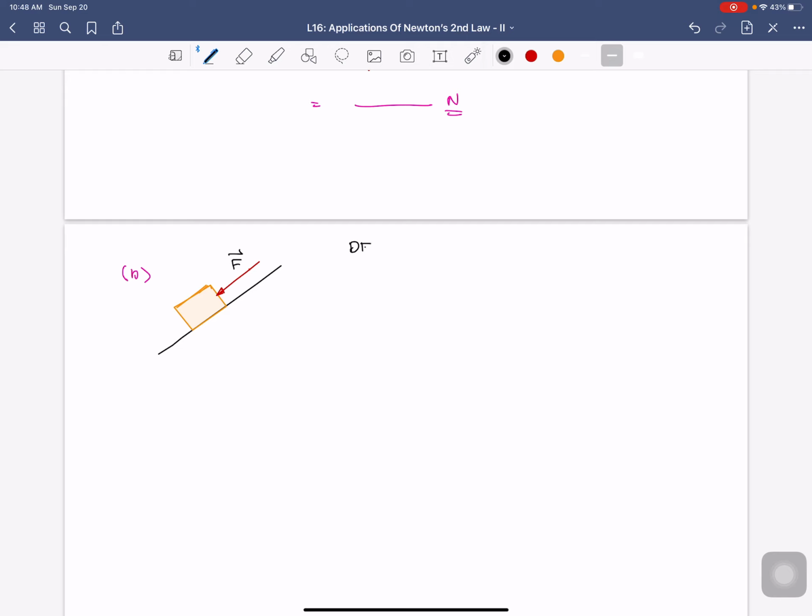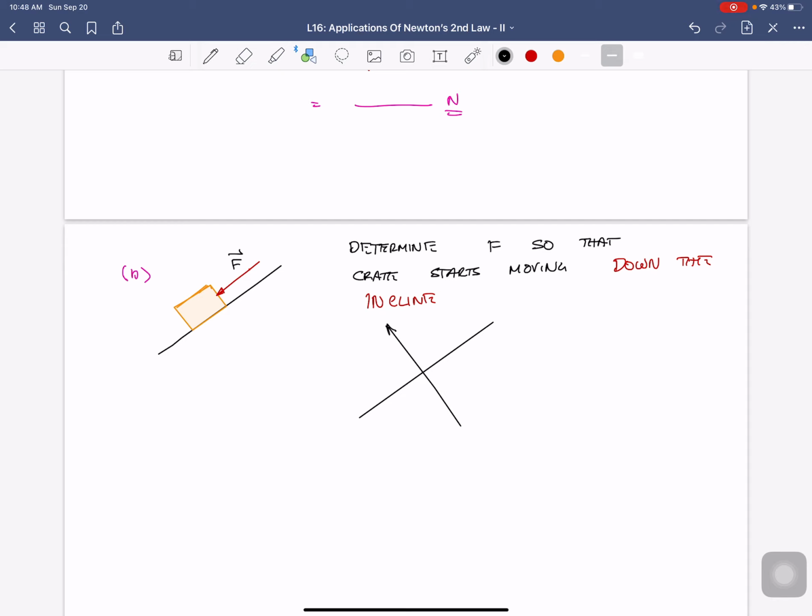So determine F so that the crate starts moving down the incline. The approach is pretty much the same as before. We're going to draw the free body diagram.